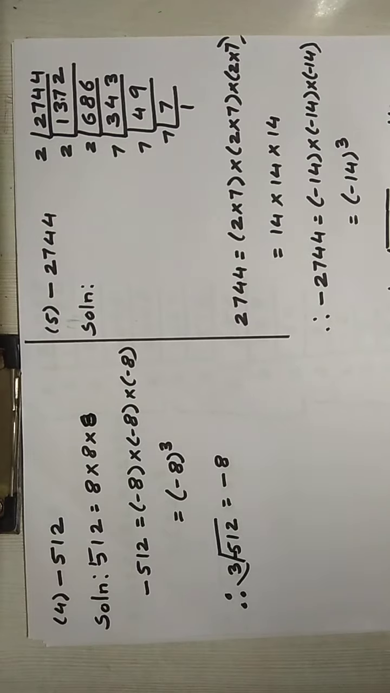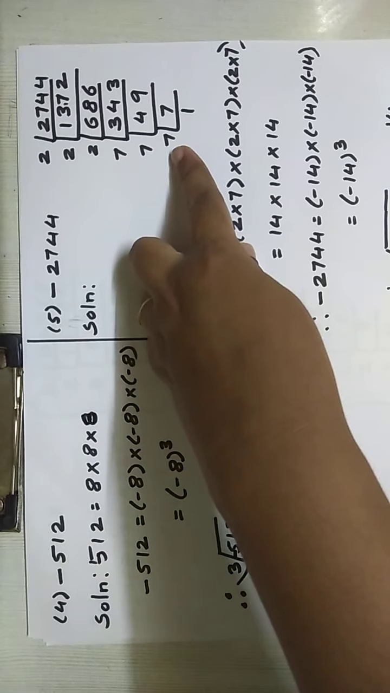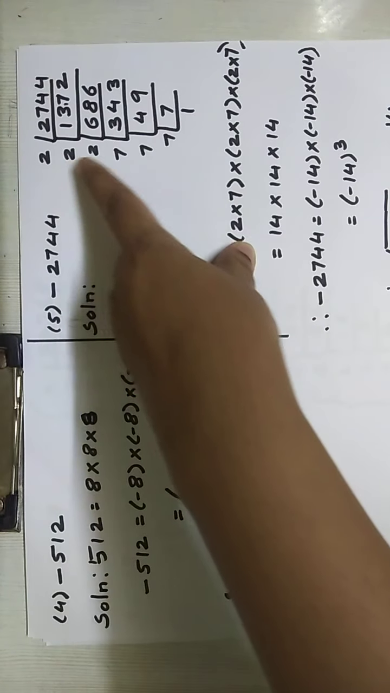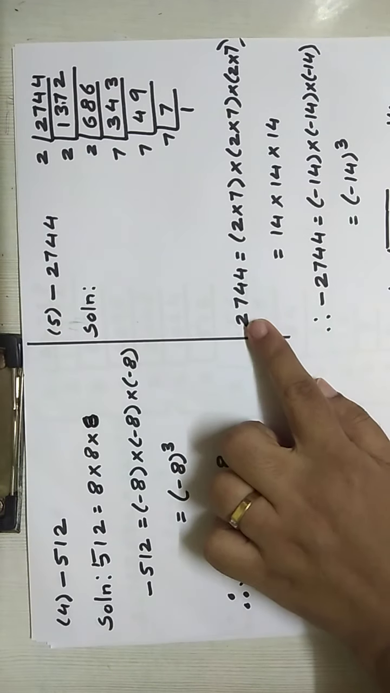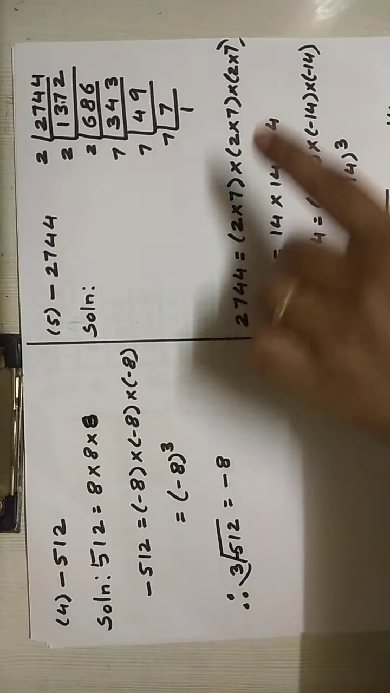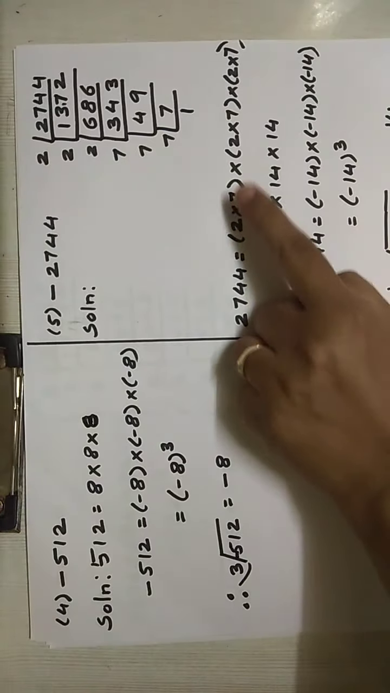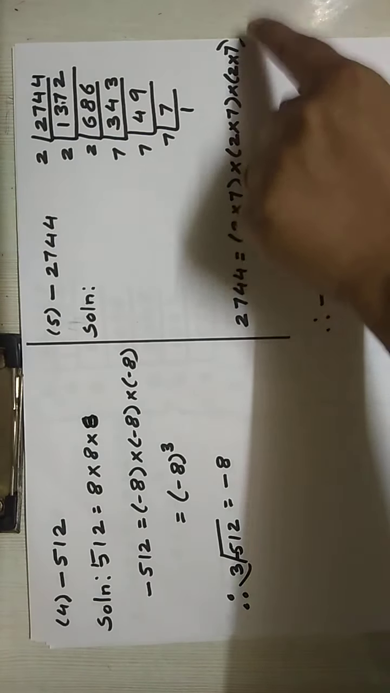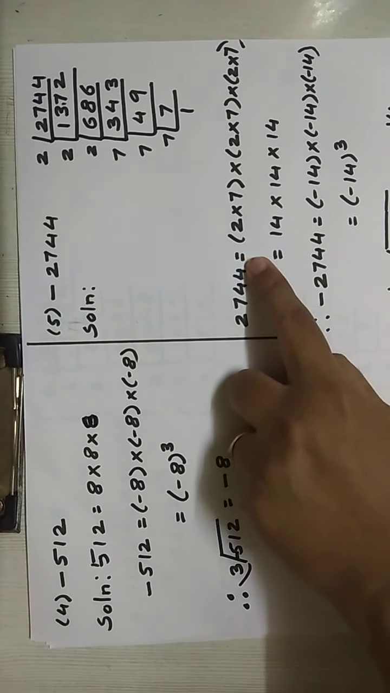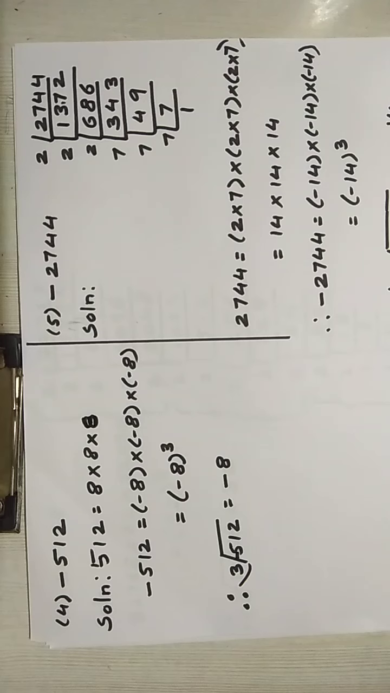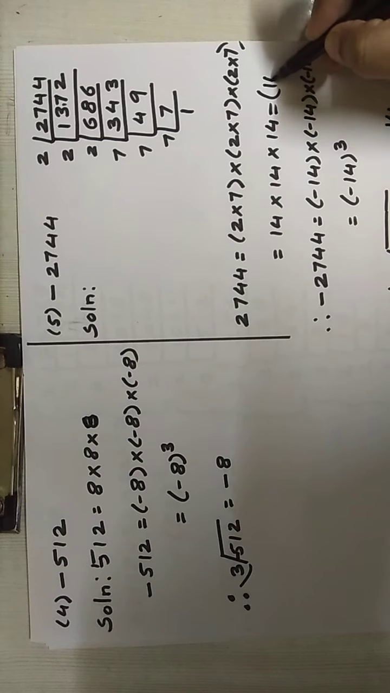Okay. Now see the next sum. Minus 2744. Now 2744, if we factorize, you will see we need to make groups of 3. 2, 7, 2, 7, 2, 7. So 2 into 7 is 1 group, 2 into 7 is 1 group, and 1 more 2 into 7, 1 more group. Okay, so 2 7s are 14, 2 7s are 14, 2 7s are 14. That means we are having 14 how many times? 3 times. So 2744 is the cube of 14. You can write here like this, cube of 14.